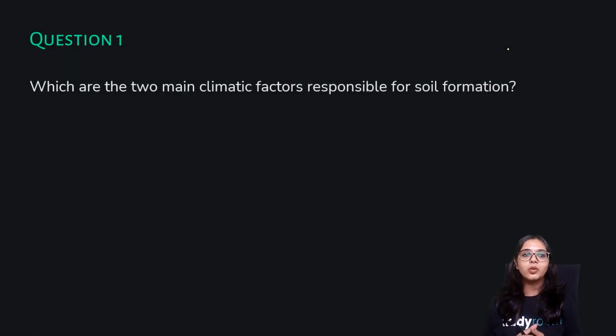And now we'll be going through some questions and we'll be coming towards the end of this chapter. What are the two main climatic factors responsible for soil formation? The two main important climatic factors are temperature and rainfall.